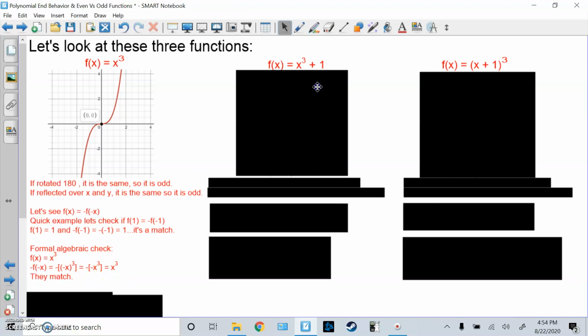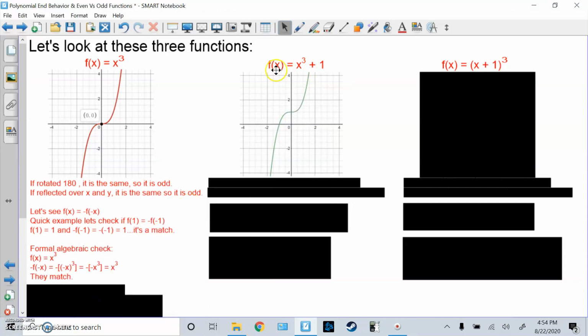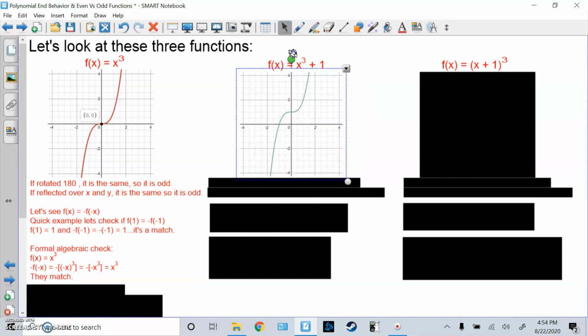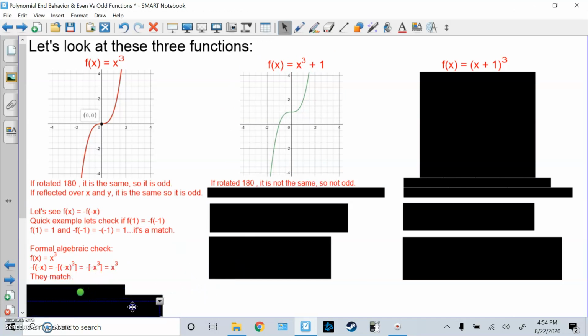Here's the next one. x cubed plus 1. Alright, first let's try rotating it. Is it the same? Notice that this graph is going down, up, and it's going through, I guess, the y-intercept of 2. If I flip this, is it the same graph? The y-intercept was positive 2, and now the y-intercept is negative 2, so it is not the same graph. So if I rotate 180 and it's not the same, it's not odd.